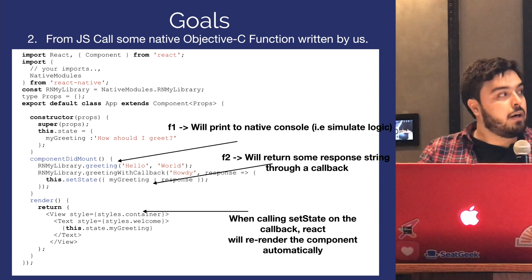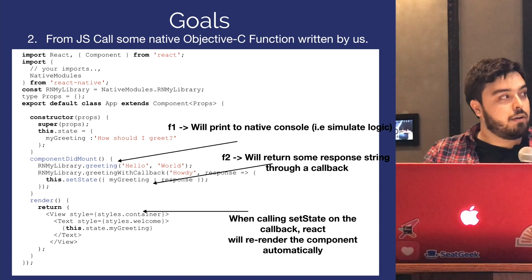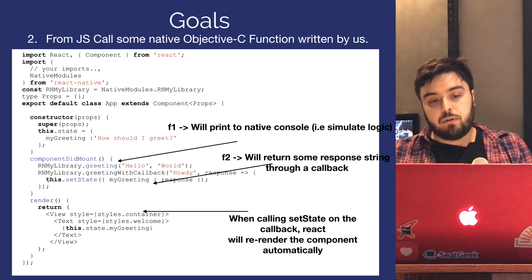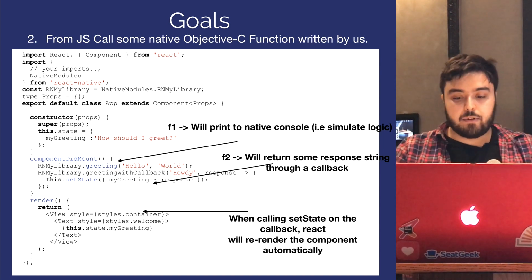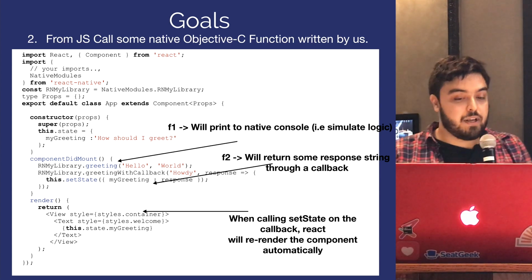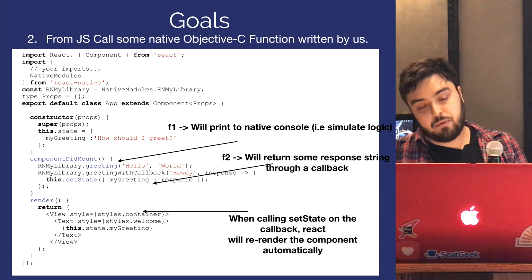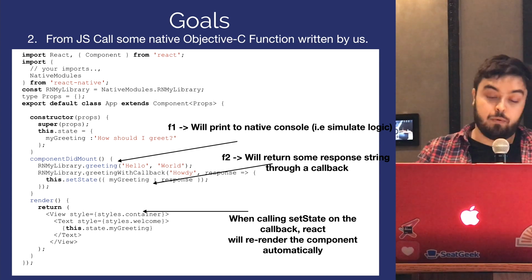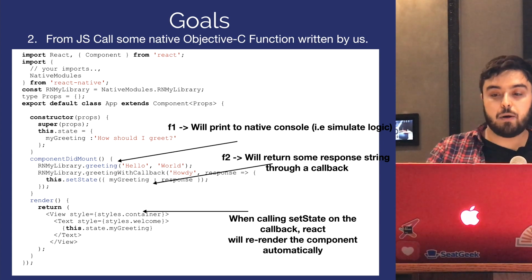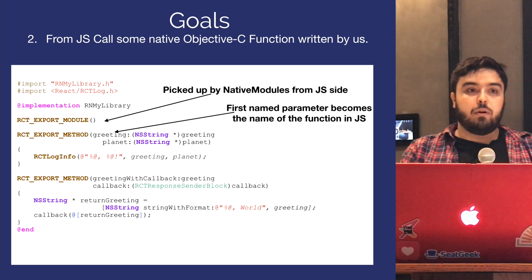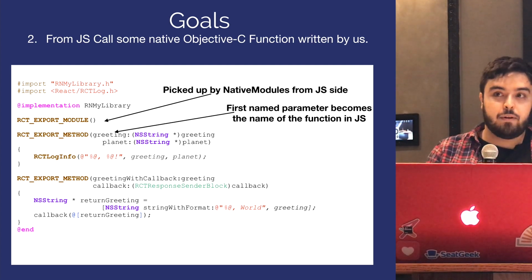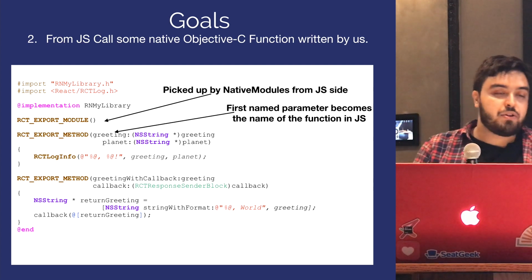So note that we are calling setState on the callback return, which will trigger a React Native component to re-render after. So the placeholder string that is up there will actually not display if we get a successful callback from our native code. So on the Objective-C side, what we will have is the implementation file from our library, which kind of looks like this.